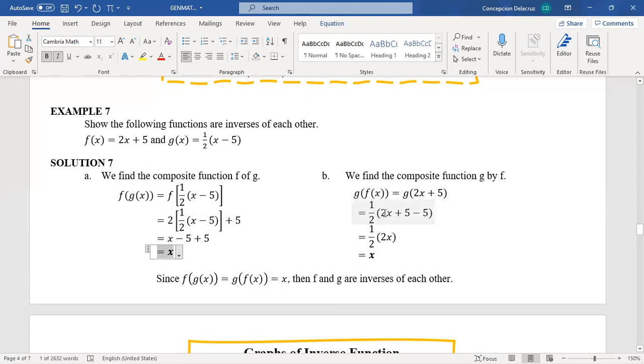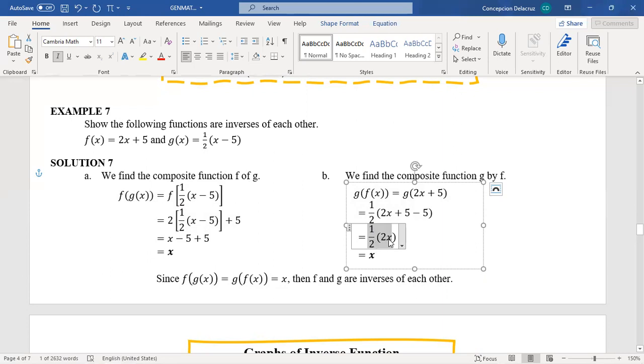So 1/2 here is f of x, which is 2x plus 5. So 5 minus 5, 0. So we have here 2x, right? 1/2 times 2x. So 2x, cancel the 2, 2. Okay, there's more.